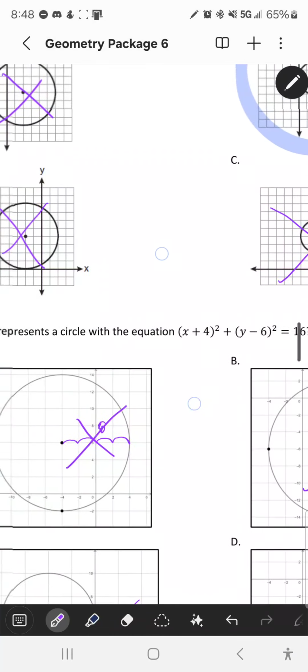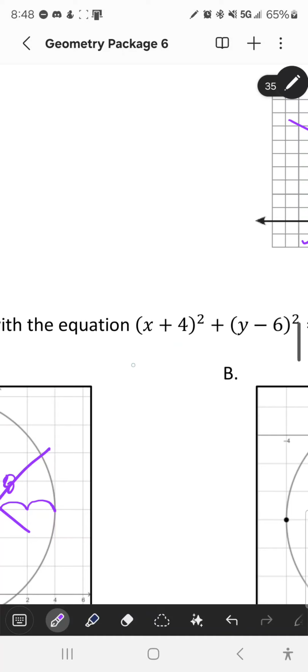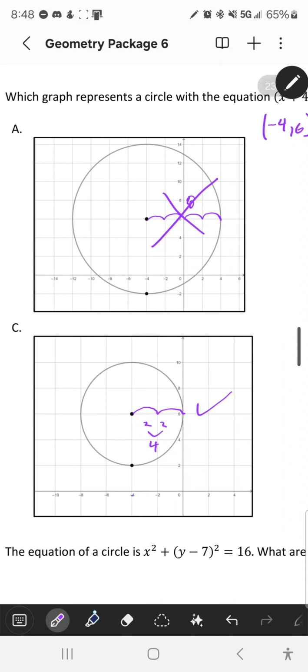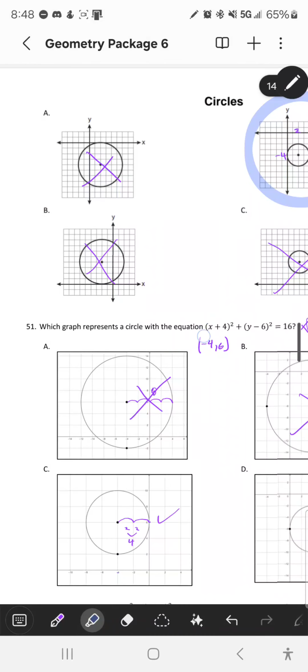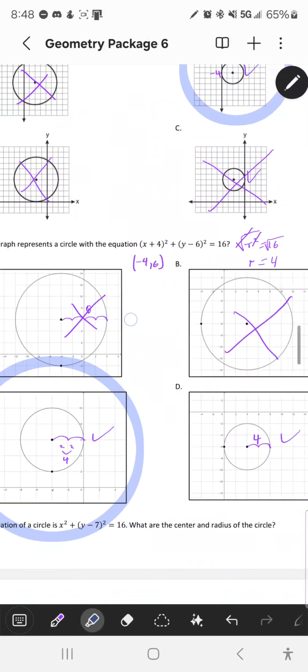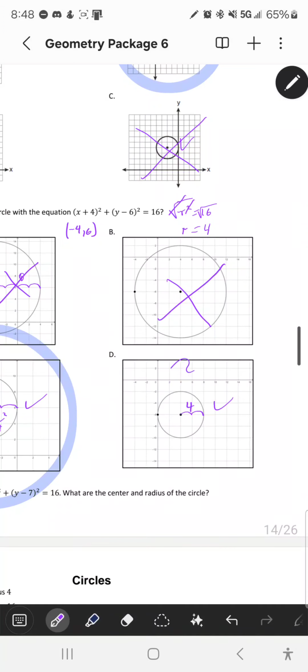Now let's look at the position. As I say, it's going to be the opposite sign, so it will be (negative 4, 6). So this is at (negative 4, 6). So this is our answer. Wait, this one is at (4, negative 6).